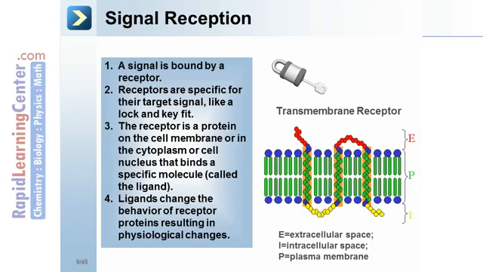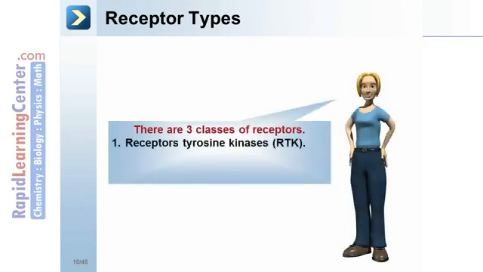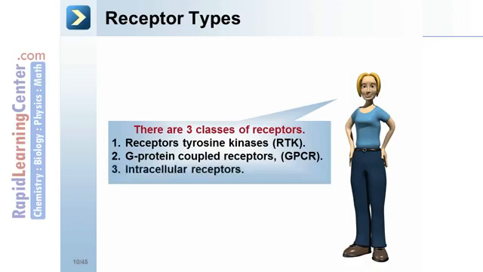Extracellular space, intracellular space, and P for plasma. This is a transmembrane receptor. Receptor types. There are three classes of receptors. Receptor tyrosine kinases, RTK. G-protein coupled receptors, GPCR. And intracellular receptors.